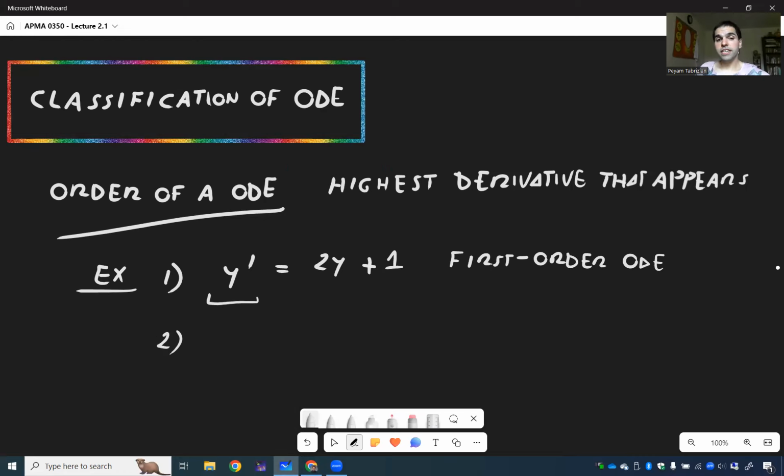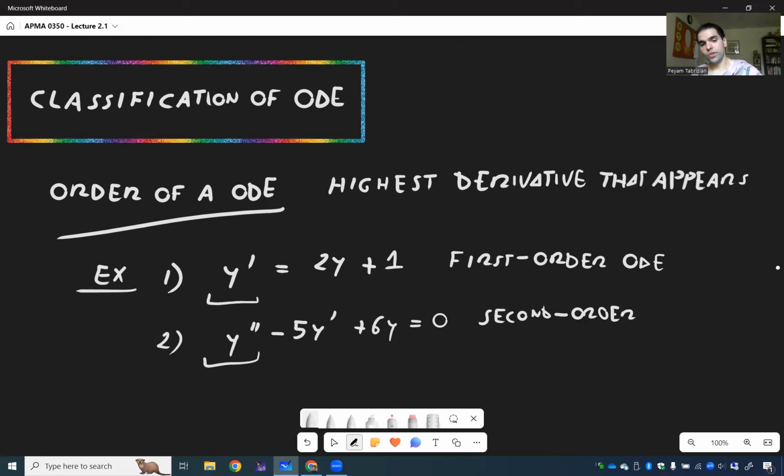But for instance, if you take y double prime minus 5y prime plus 6y equals 0, because the second derivative appears here, we call this a second order differential equation, or ODE.